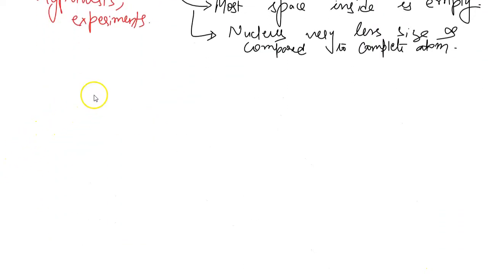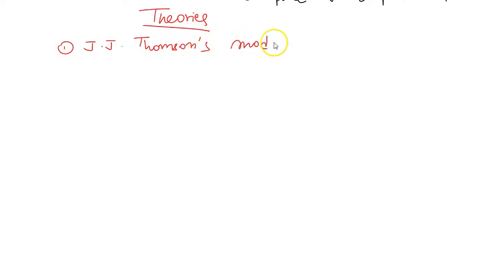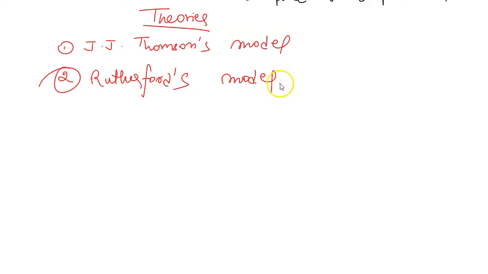So let us see the different theories which led to the discovery of the atom. First we are going to talk about J.J. Thomson's model, or you can say J.J. Thomson's theory, and then we will see Rutherford's model. They gave their own hypothesis and experiments to produce a clear picture about the atom, like what is contained within the atom, how an atom looks, and all other things. And finally we are going to talk about Bohr's atomic model.